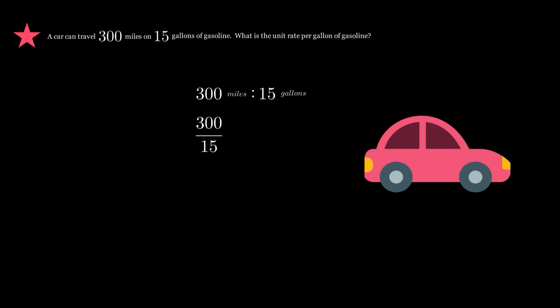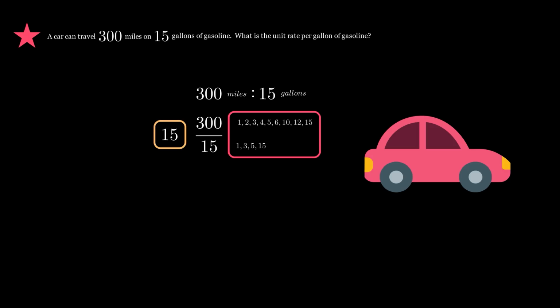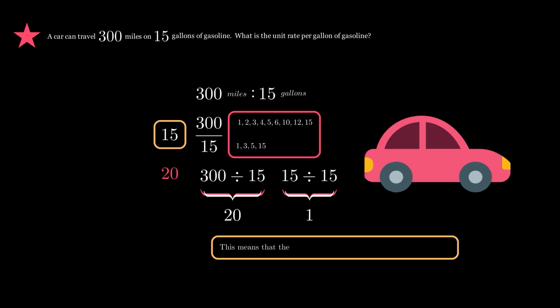Now to simplify this fraction, we list the factors of 300 and 15. Now we find the greatest common factor these two numbers share, which is 15. Next, we divide the numerator and the denominator by the greatest common factor. So 300 divided by 15 and 15 divided by 15. 300 divided by 15 gives us 20 and 15 divided by 15 gives us 1. So this gives us the unit rate of 20 miles per gallon. This means that the car can travel 20 miles on 1 gallon of gasoline.